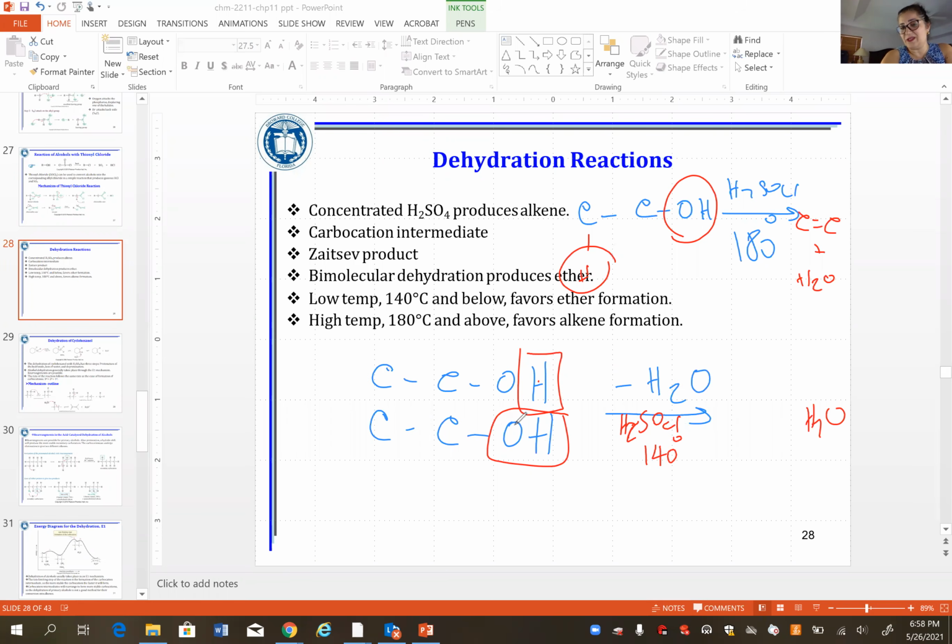So if hydrogen leaves and OH leaves, the new bond that is forming is going to be between this carbon and oxygen. And that is going to change to C-O-C, and then this is the ether functional group. So it depends on the temperature. The cutoff is 140 and 180. So you have to look for these magic numbers.